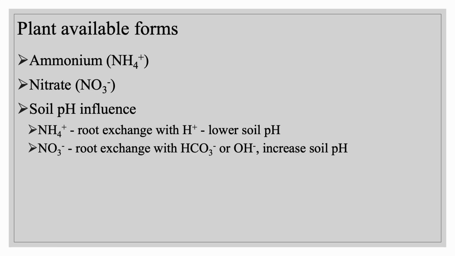We have two plant-available forms of nitrogen. We have ammonium, which is NH4+, and we have nitrate, NO3-. What's important to know about these two is that when you think about our soil colloids and cation and anion exchange capacity, we would like our nitrogen to be in the ammonium form, because it has a positive charge and it will be held to the soil colloids.